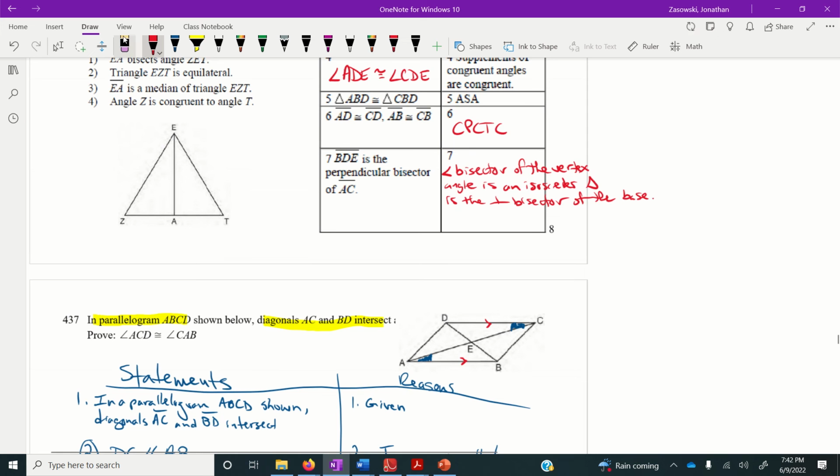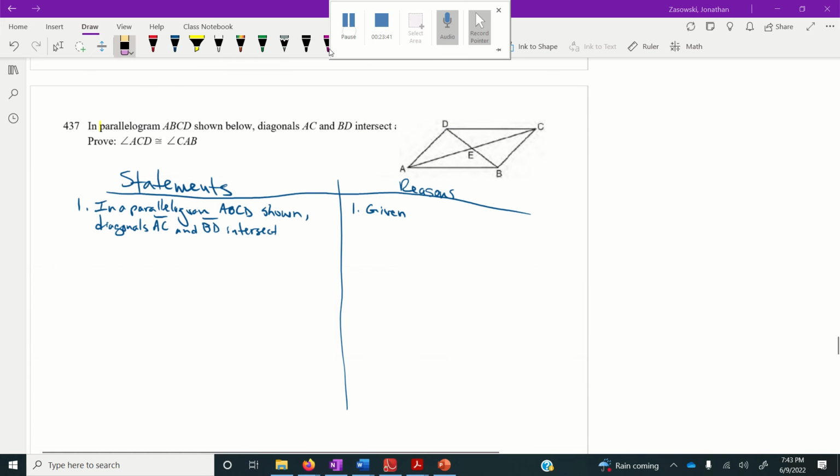So what I'd like you to do, pause it for me. All right, so number 437, we have a parallelogram shown below. We have diagonals that are AC and BD that bisect at point E, essentially, intersect at E. And we want to prove that these two angles, ACD and CAB, are congruent.